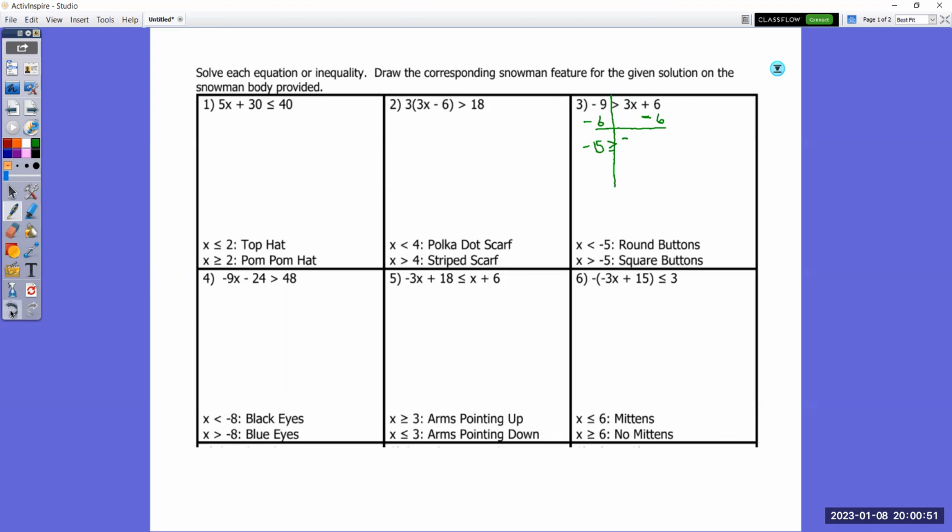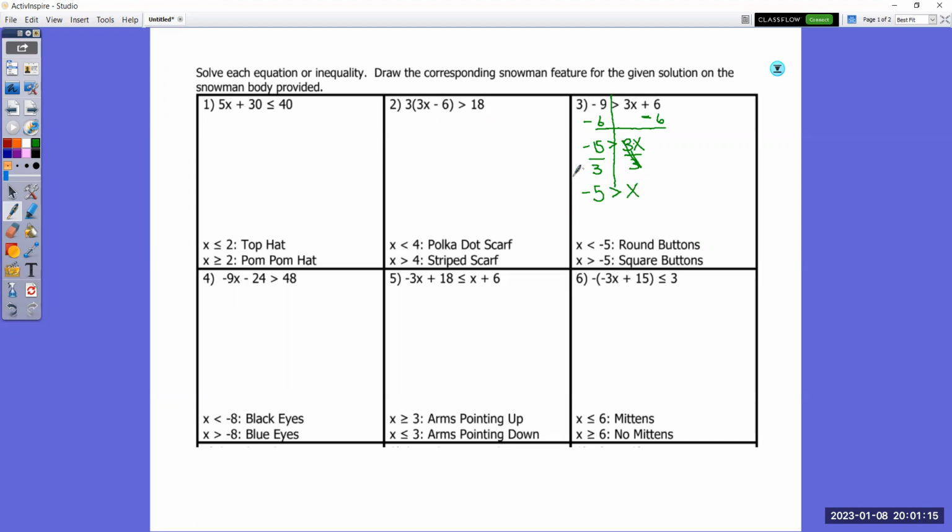Is less than 3x. I put that little sign there. We want to keep our sign exactly the same. And now my x is attached to a times 3. So the opposite is divided by 3. And I end up with -5 is greater than, the 3's cancel out, and I'm left with x.